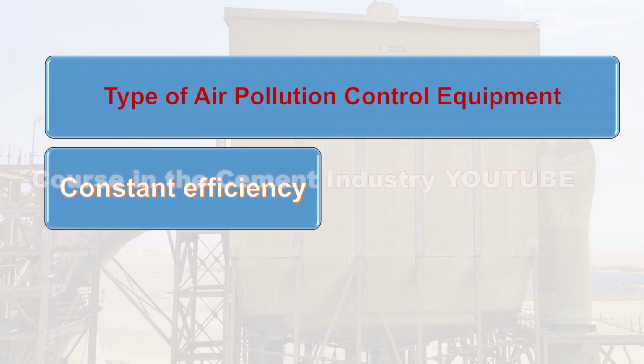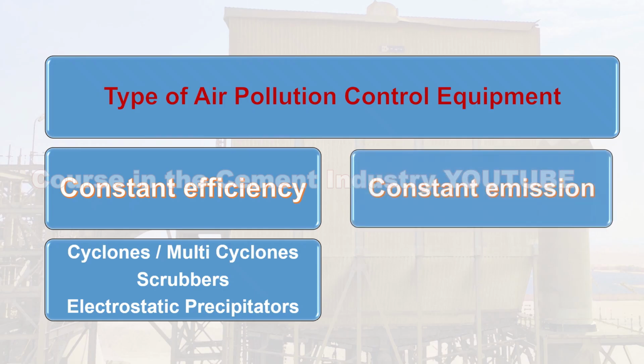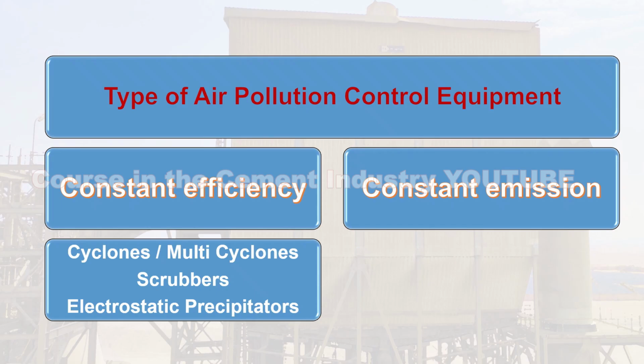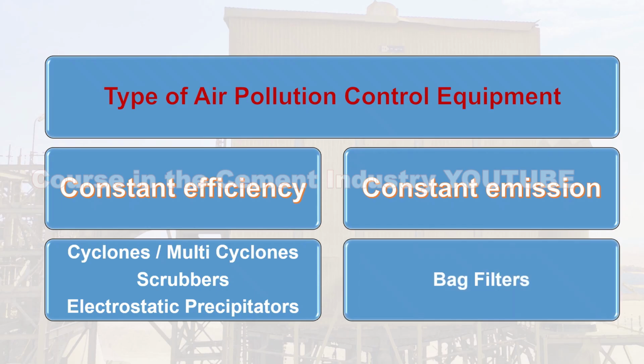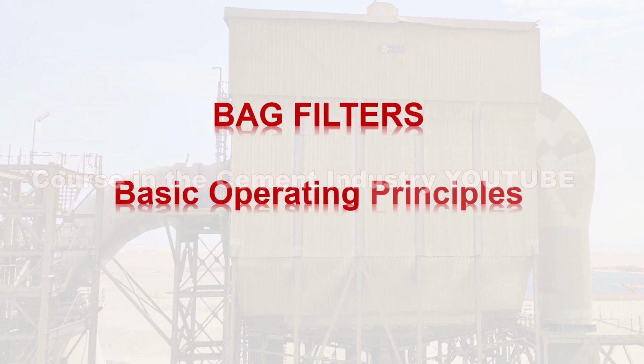Type of air pollution control equipment. Constant efficiency. These are the methods we use: cyclones or multi-cyclones, scrubbers, electrostatic precipitators. Constant emission. Always use bag filters. Bag filters. Basic operating principles.